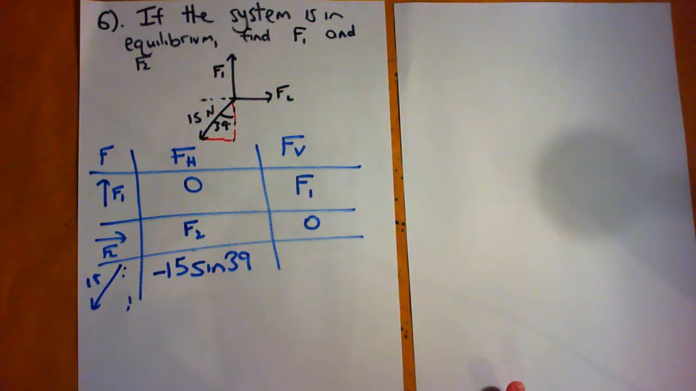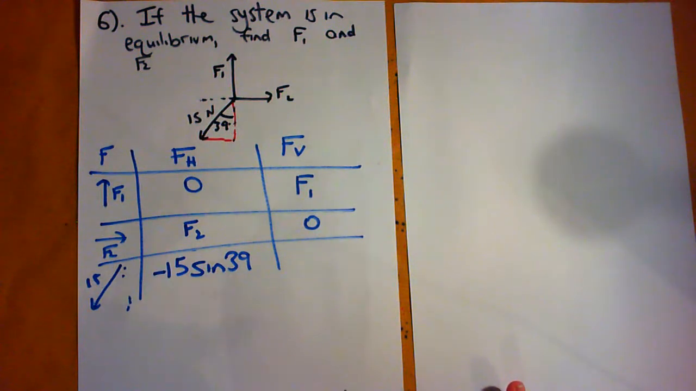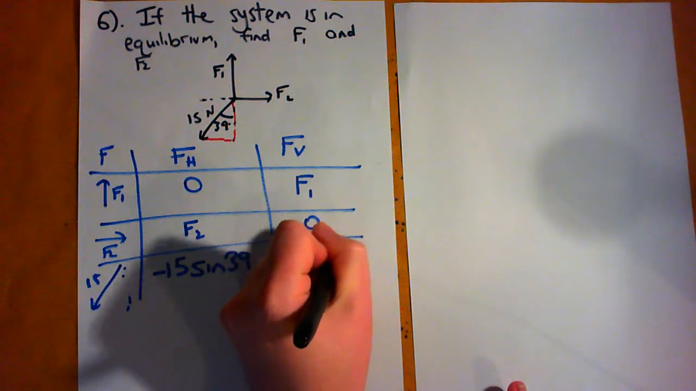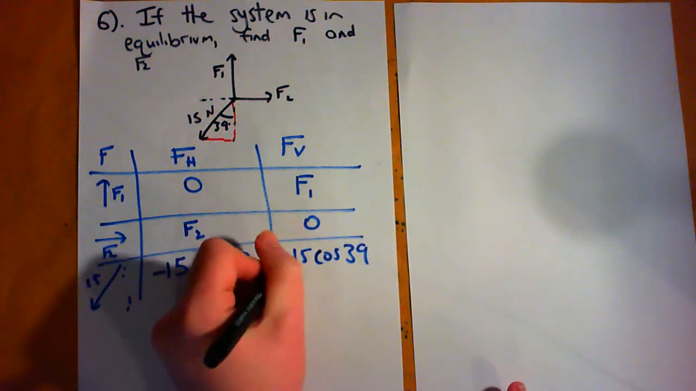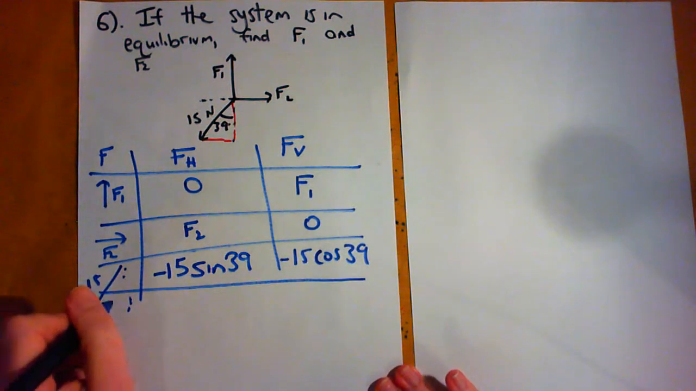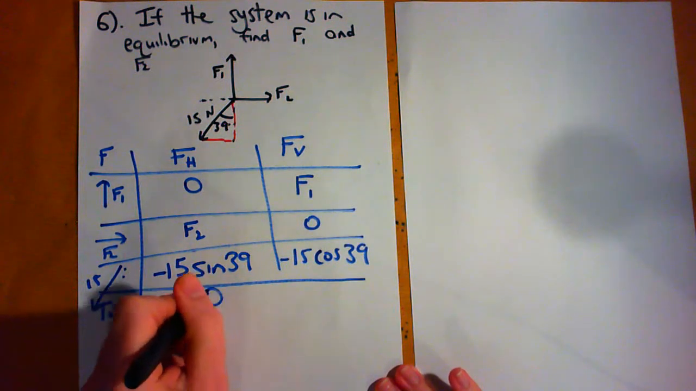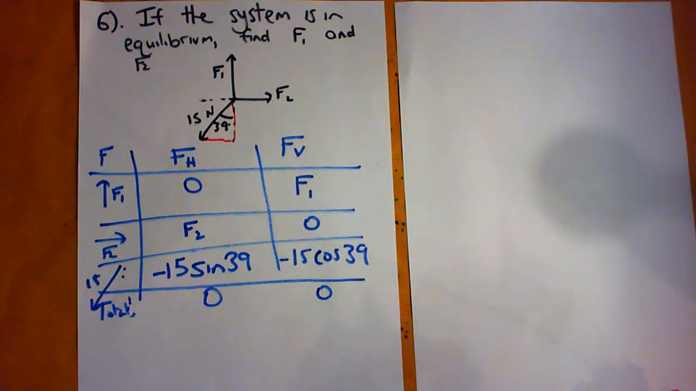And for the vertical component, we're dealing with the adjacent side, the side connecting the angle to the right angle. Adjacent, and we know the hypotenuse is 15, so this will be cosine of 39. It's going to be 15 cosine 39, and it's going to be negative since it's pointing downwards. So since it's in equilibrium, the totals should be 0. So we've got a total of 0 in the horizontal direction and a total of 0 in the vertical direction.